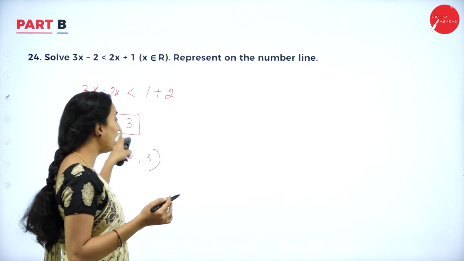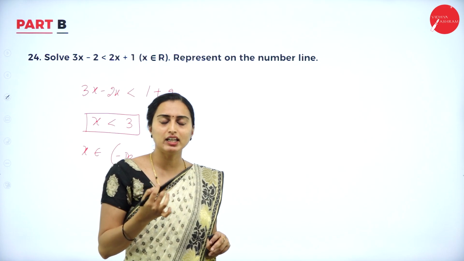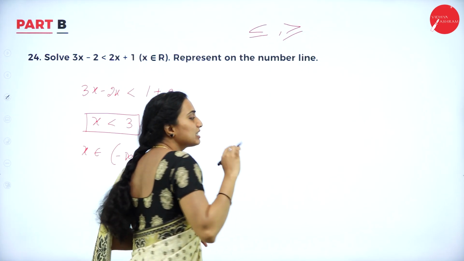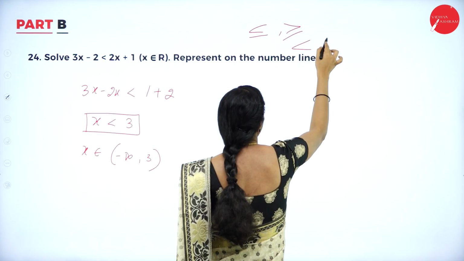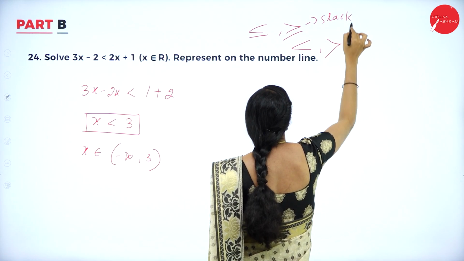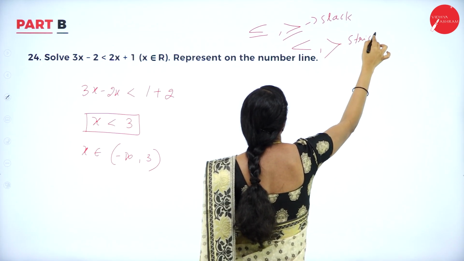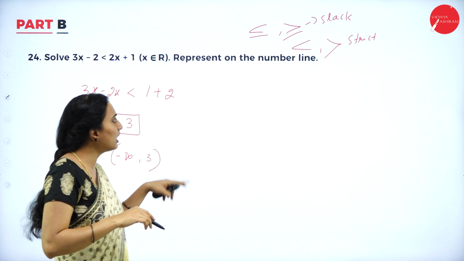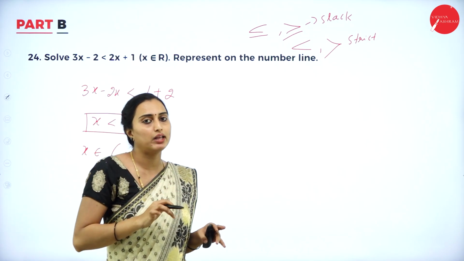Why? Because it is a strict inequality. Slack inequality is this one. Lesser than or equal to, greater than or equal to. This is a slack inequality. Lesser than, greater than, this is a strict. Slack, strict. If it is a strict, you should close with an open bracket. If it is a slack, you have to close with a square bracket.